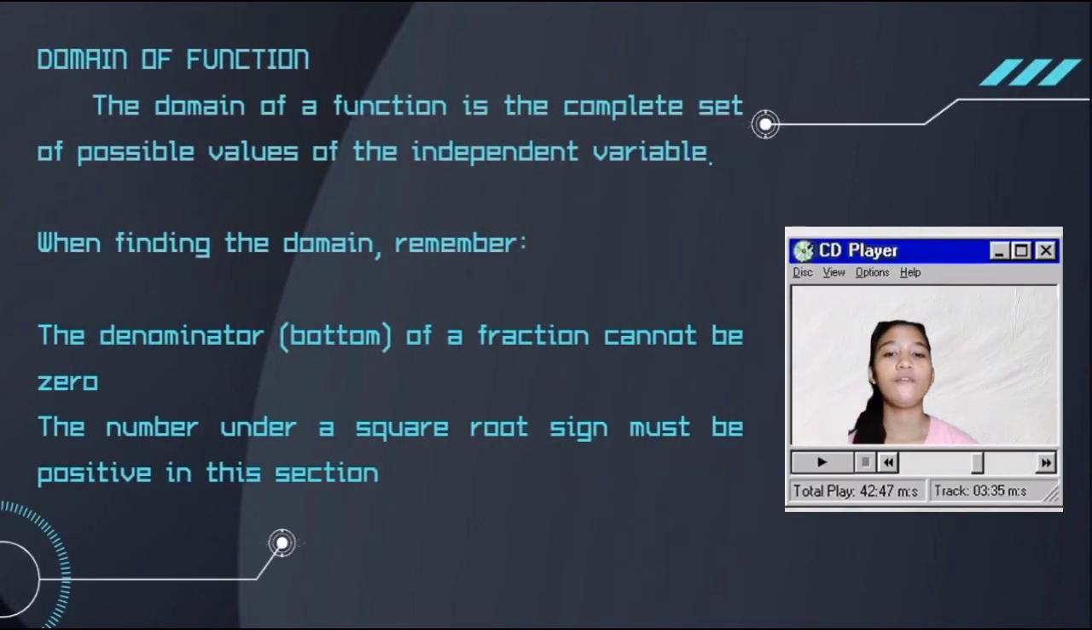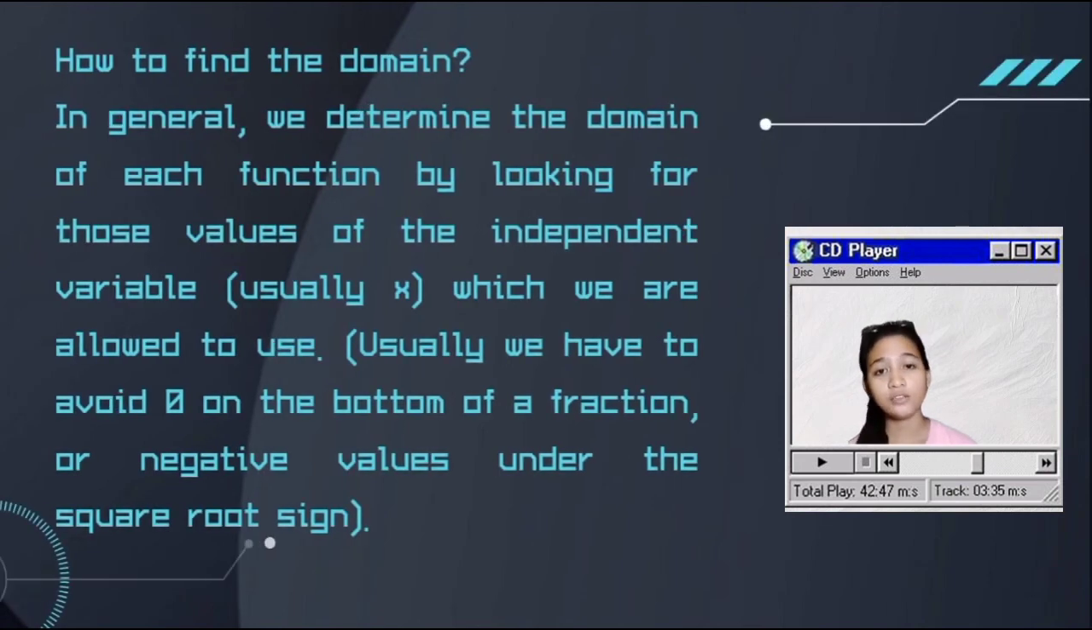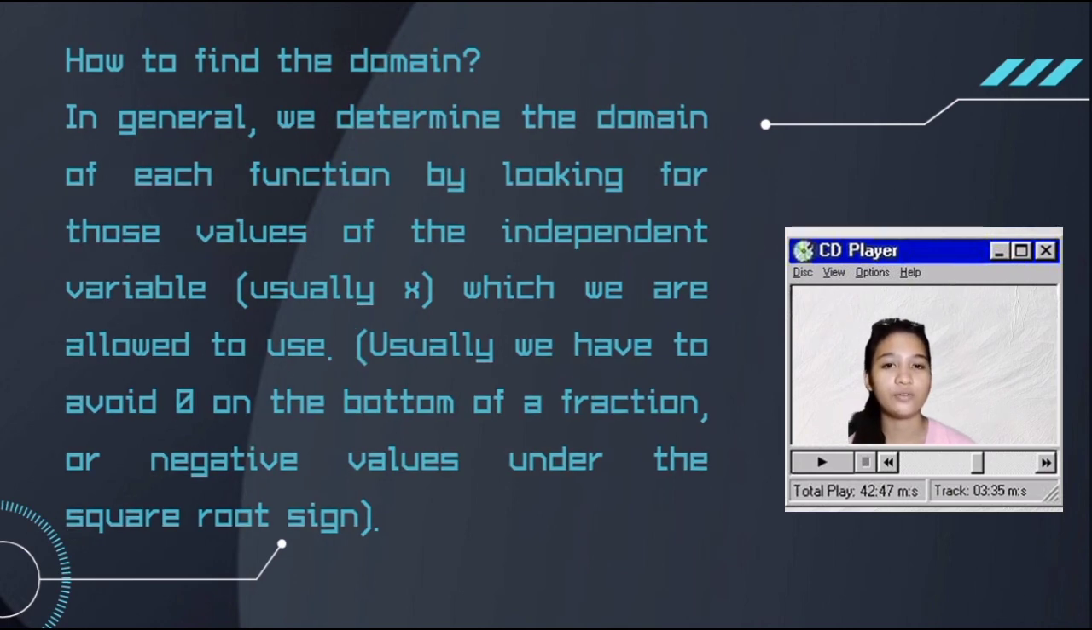Domain. The domain of a function is the complete set of all possible values of the independent variable. When finding the domain, remember, the denominator (bottom of a fraction) cannot be 0. The number under the square root sign must be positive in this section. How to find the domain? In general, we determine the domain of each function by looking for those values of the independent variable, usually x, which we are allowed to use. Usually, we have to avoid 0 on the bottom of a fraction or negative values under the square root sign.